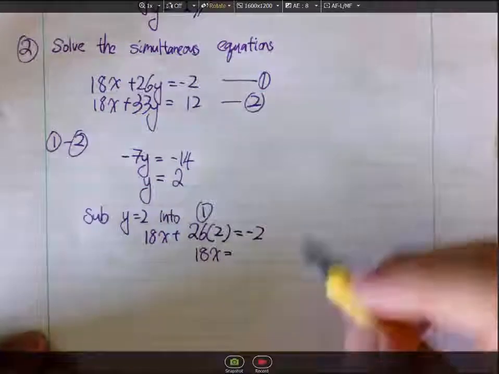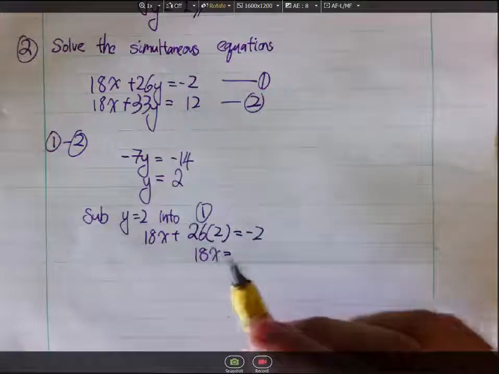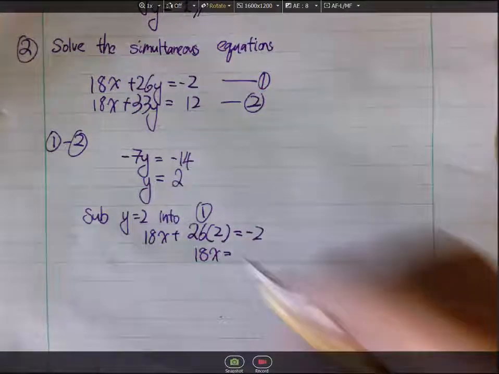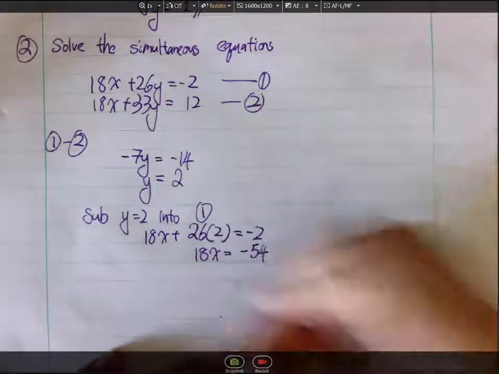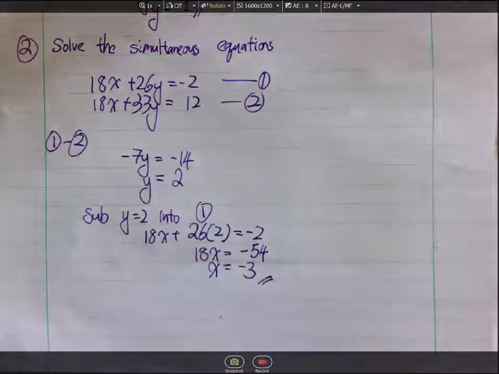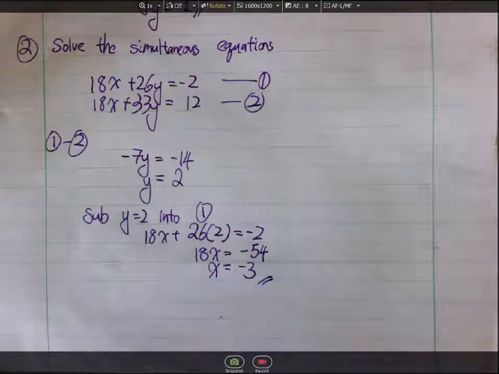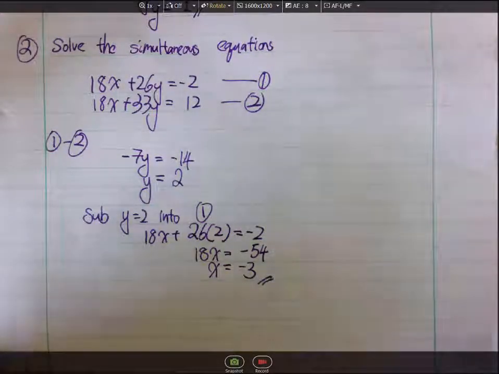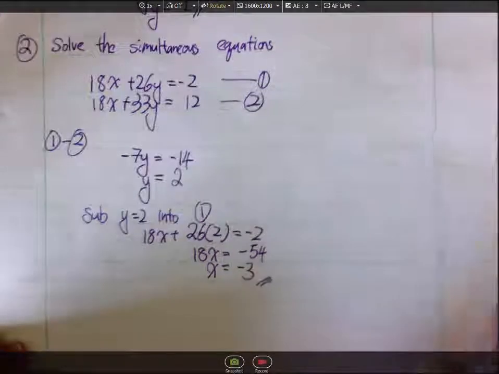18x equals negative 54, and x is equal to negative 3. And we have solved our next pair of equations simultaneously using the elimination method. I will give you another 2 more examples for this chapter.